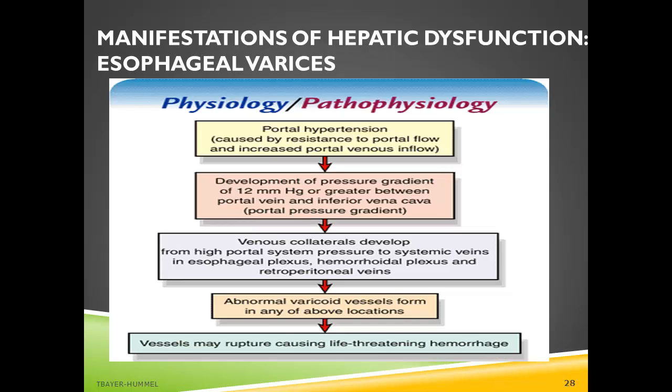This is just a slide depicting the pathophysiology in the manifestation of esophageal varices, which is an important complication of liver failure which carries a high mortality rate. Basically, abnormal vessels develop and enlarge in the esophagus and can potentially rupture due to the high pressure, which of course would cause massive bleeding in the patient.